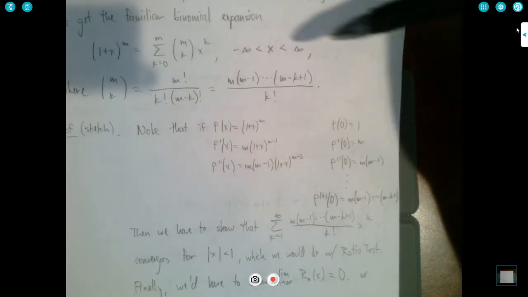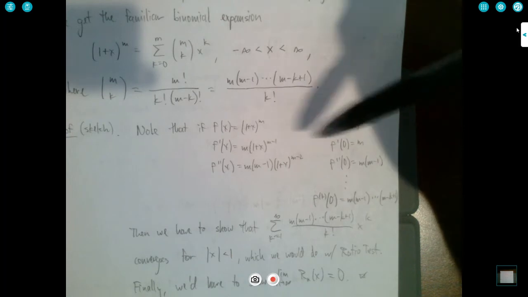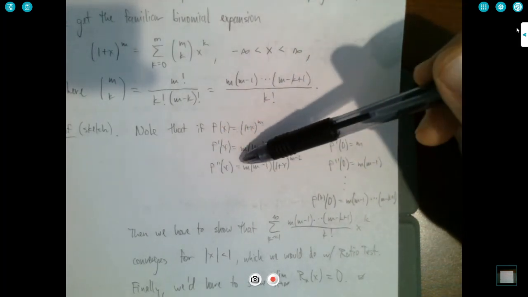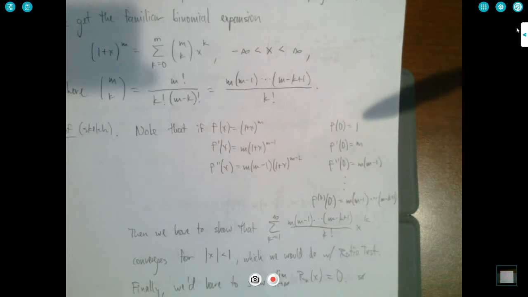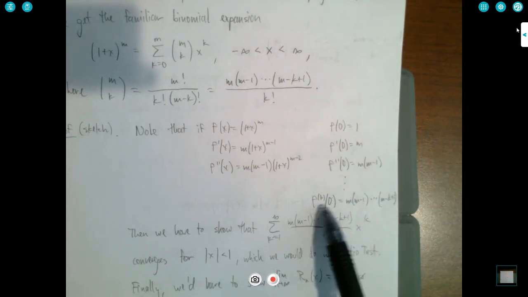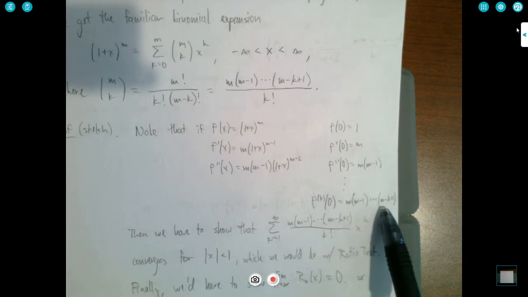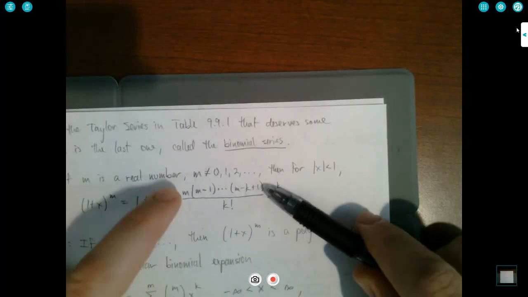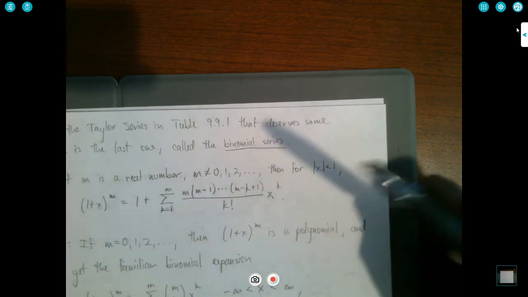And then if you evaluate those things at 0, f of 0 is 1. F prime of 0 would be m times 1, which is m. F double prime of 0 would be m times m minus 1 times 1 to the m minus 2, so just m times m minus 1, and so forth. So the kth derivative evaluated at 0 would be m times m minus 1 times m minus 2, and so forth, all the way down to m minus k plus 1, which is exactly what you get here. So this is the kth derivative evaluated at 0 divided by k factorial times x to the k. And there it is.